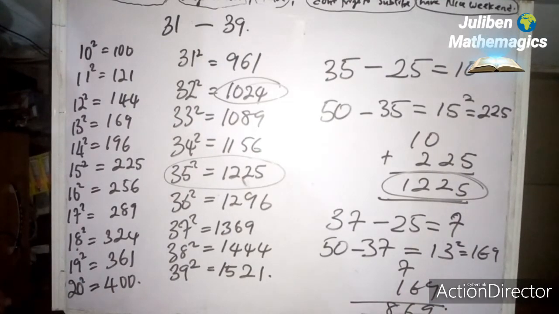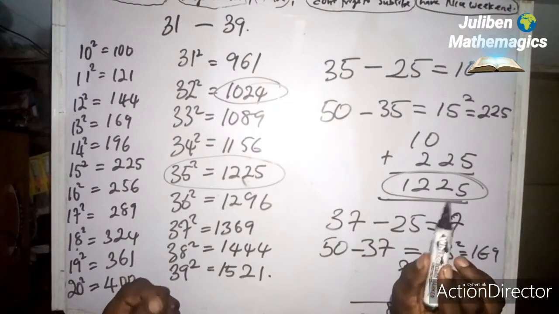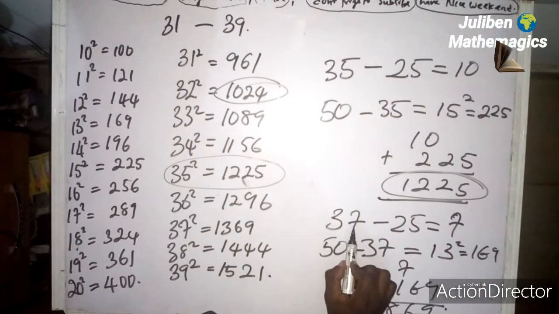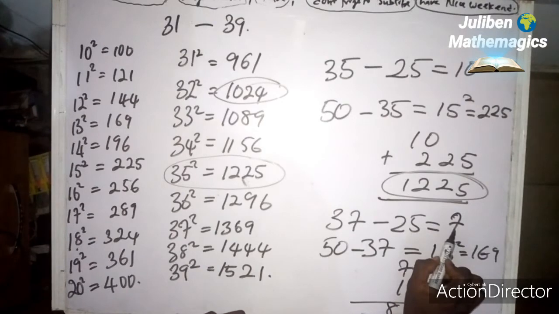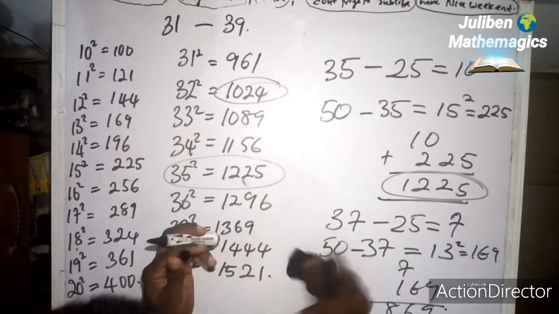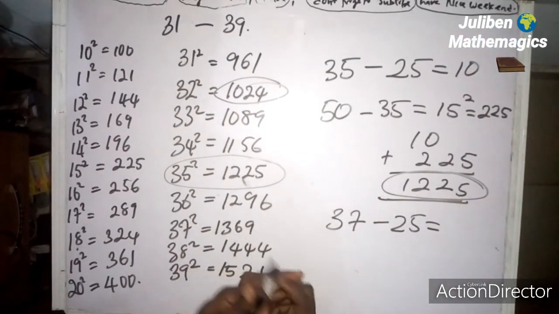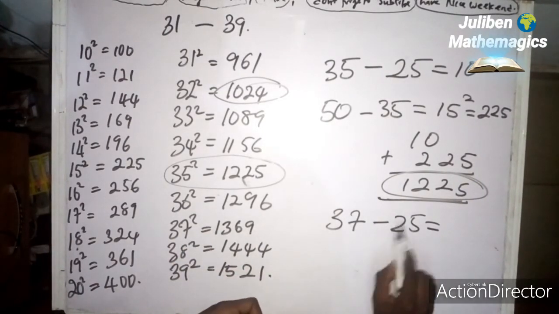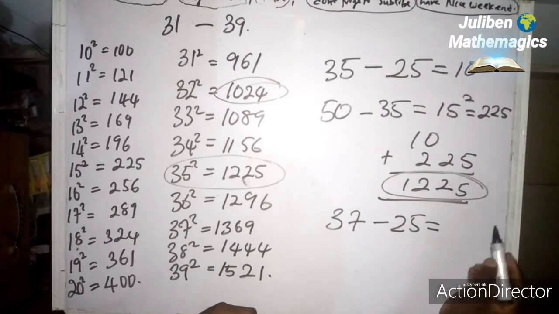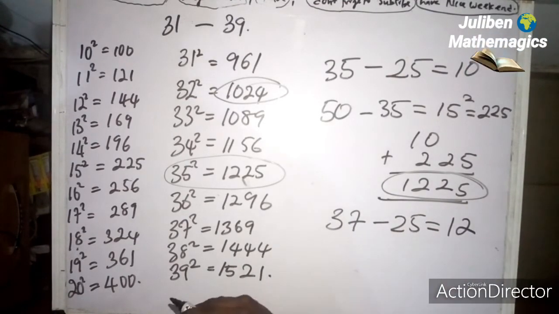Oh, I think I made a big blunder somewhere. Can you notice where the mistake is coming from? Watch. 37 minus 25, I wrote 7. That's scandalous. That's not possible. The mistake is from here. 37 minus 25 is simply going to give you 12 and not 7.